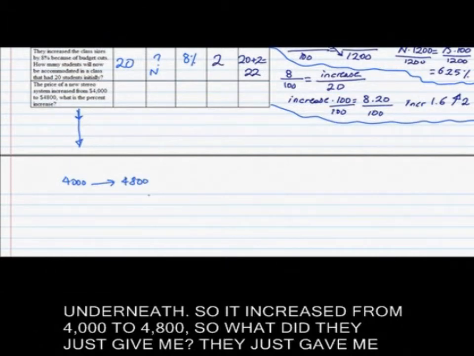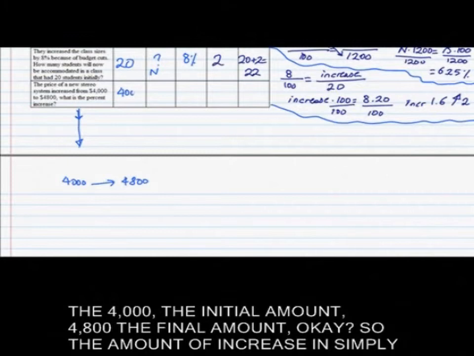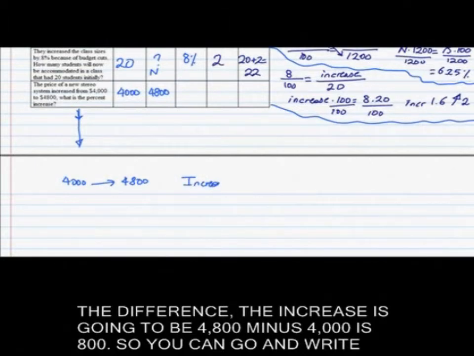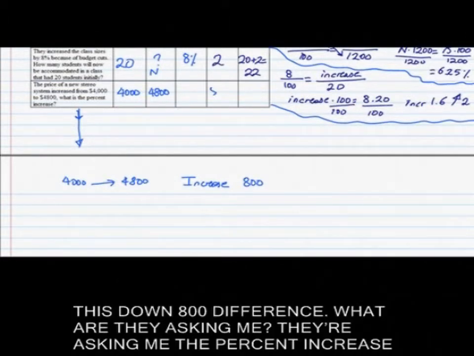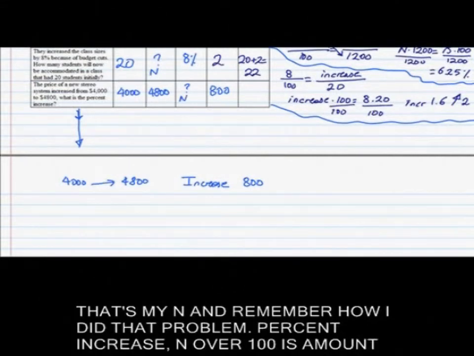So what did they just give me? They gave me the 4,000, the initial amount, and 4,800, the final amount. Okay? So the amount of increase is simply the difference. The increase is going to be 4,800 minus 4,000, which is 800. So you can go and write this down, 800 difference. What are they asking me? They're asking me the percent increase. That's my n.